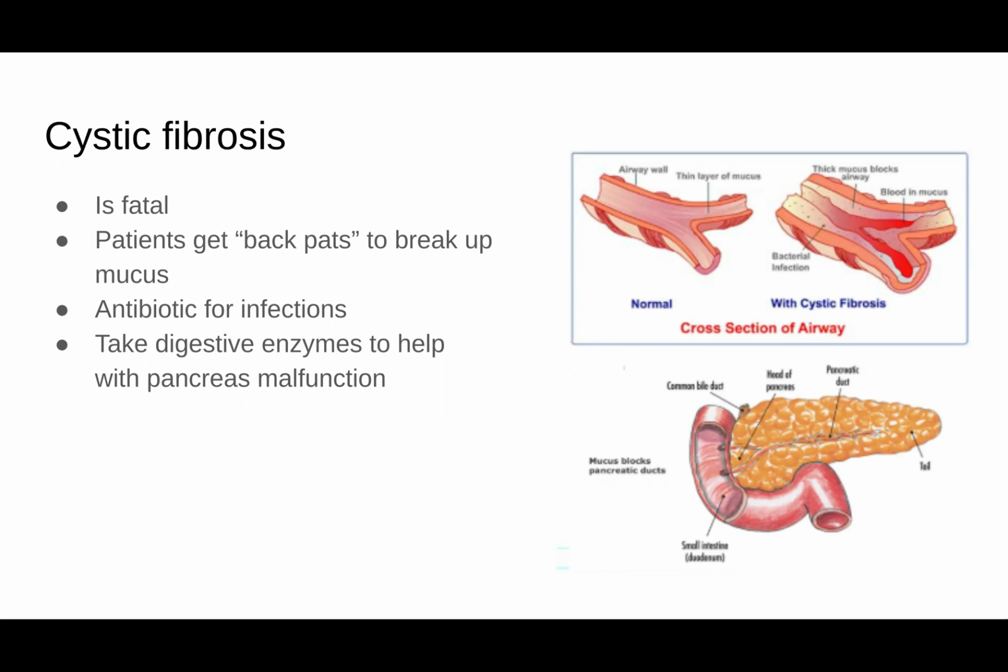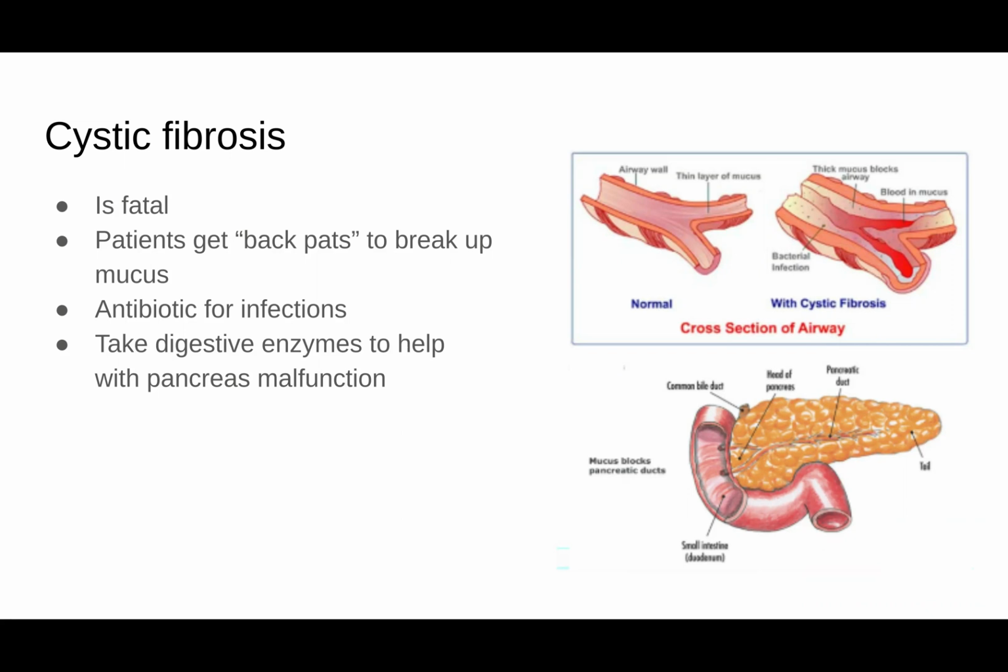Some people can live longer, but it's a genetic disorder, which means there's no real strong medications for it. It's pretty common, but it's still something that's very hard to treat. And so it is, again, typically fatal. People that have cystic fibrosis, again, don't live very long, but those that do typically get what are called back pats to try to break up that mucus, because most people that end up dying from cystic fibrosis typically do it from some sort of lung infection. But if you can break up that mucus layer that's forming in your lungs, you can potentially prevent an infection.